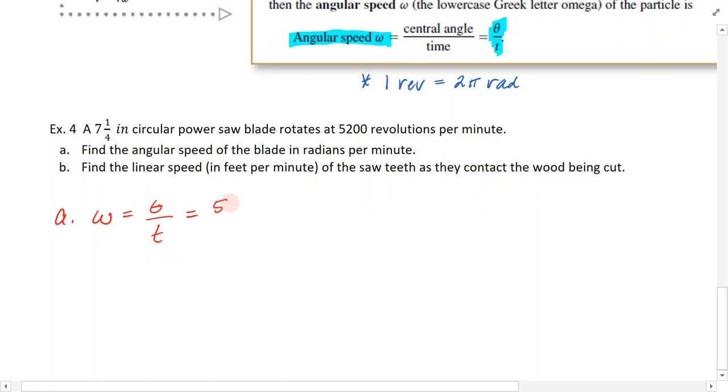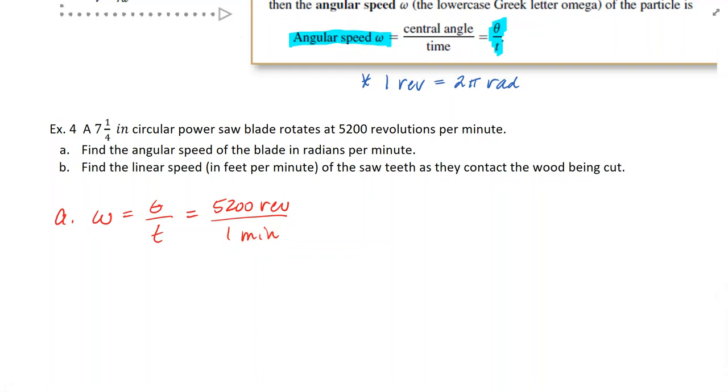We have 5,200 revolutions per 1 minute. So automatically I have my angular speed set up, but I don't have it in the right unit. I have revolutions per minute and I need it in radians per minute. So we're going to use this conversion factor, which says that 1 revolution, going around the circle 1 time, is the same as 2 pi.